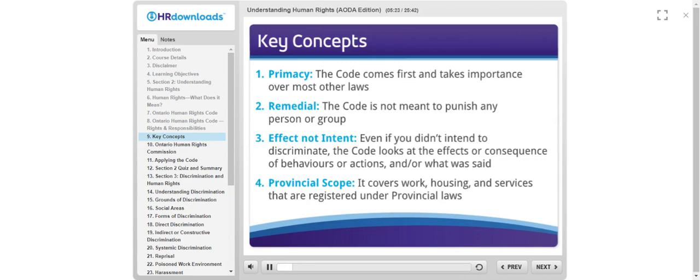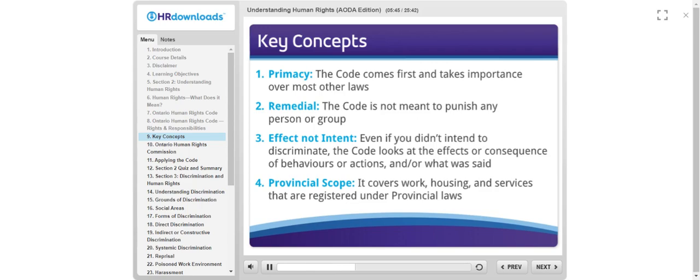These include primacy, remedial, effect not intent, and provincial scope. First, the Code has primacy. This means the Code comes first and takes importance over most other laws. If there is a conflict between the Code and a provincial or federal law, then the Code must be followed first. Some exceptions to this rule may apply.